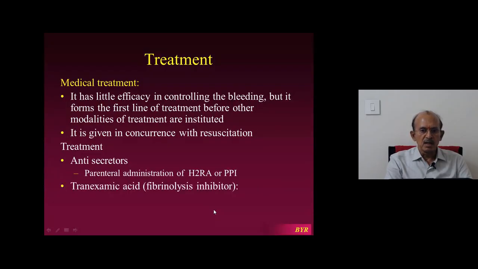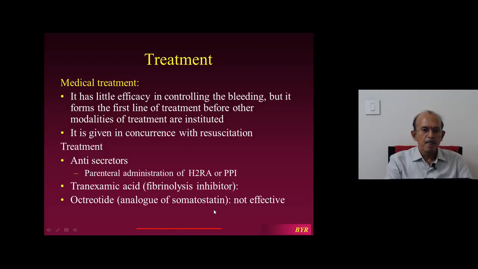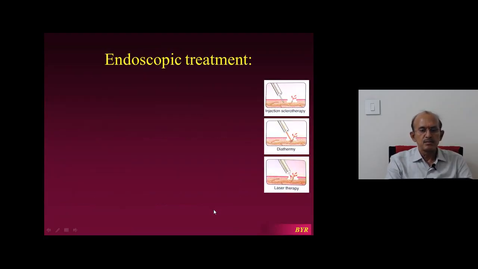So parenteral administration of H2 receptor antagonists or PPIs. Then you give tranexamic acid, which is a fibrinolysis inhibitor, that is very helpful. Then you can give octreotide, that is somatostatin, which will depress the gastric secretion. So our principle is to reduce the acid secretion. Then do the endoscopy.